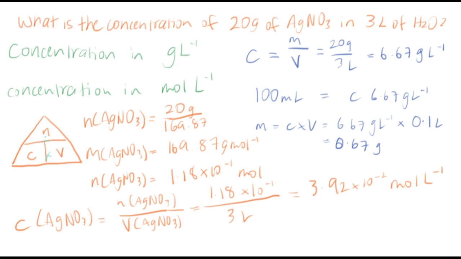Now we can actually express this concentration using another symbol, and that's what we call molarity. How many moles per liter does a solution have? We can express that as 3.92 by 10 to the negative 2 molar. Don't let that get you confused with the number of moles. So a solution with 20 grams of silver nitrate dissolved in it, with a volume of 3 liters, we say is a 3.92 by 10 to the negative 2 molar solution.